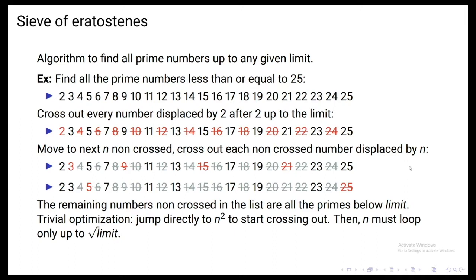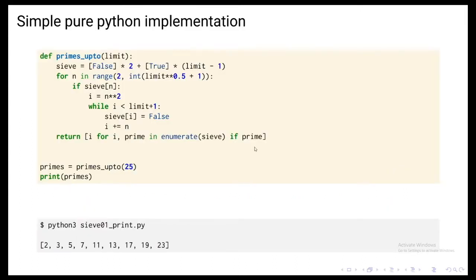So how would a simple pure Python implementation of this algorithm look? This is one possible option. I have my function that will return all the primes up to a given limit, which I can call from other parts of the code.